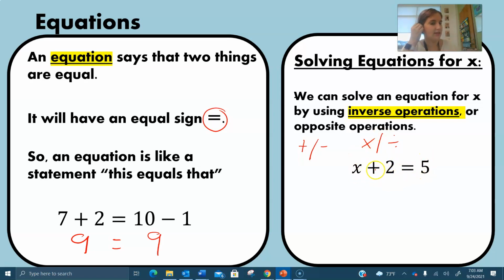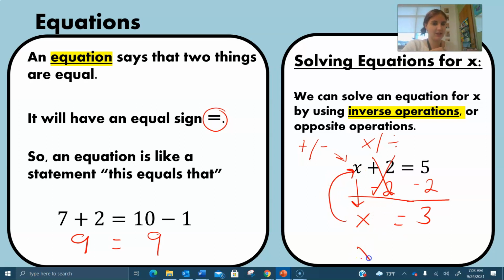So in this equation, x plus 2 equals 5, we want both sides to have the same value. We can use an inverse operation to get x by itself. That's the goal: get x by itself. If I subtract 2 from both sides, because that's the inverse, my plus 2 and minus 2 equal 0, and 5 minus 2 is 3, and I still have an x on this side, so x equals 3. If I put this x back into the equation, 3 plus 2 equals 5. That is true. Both sides have a value of 5.